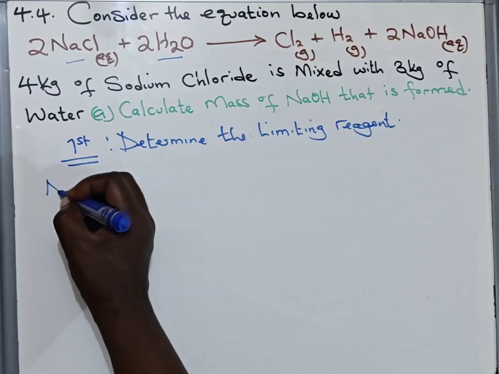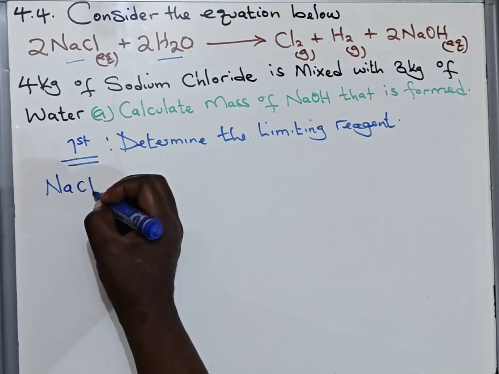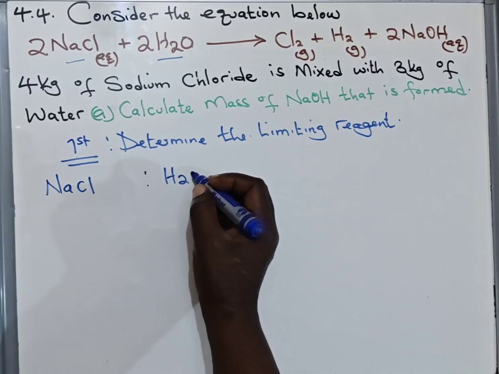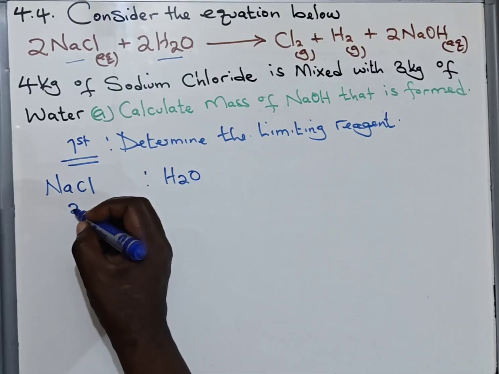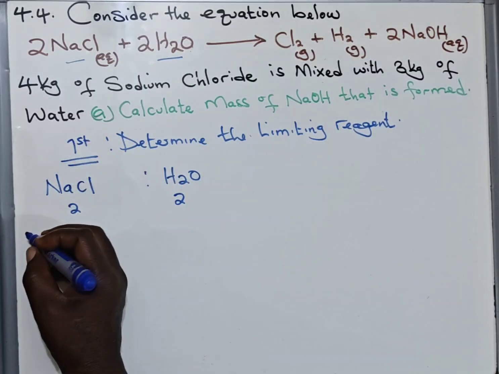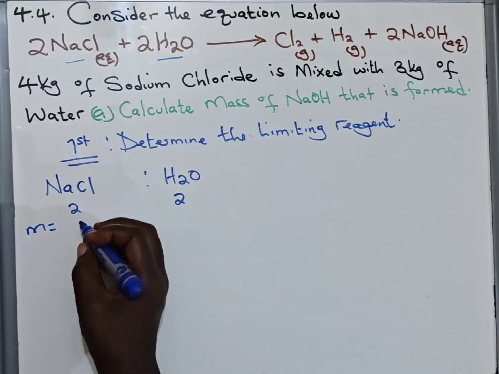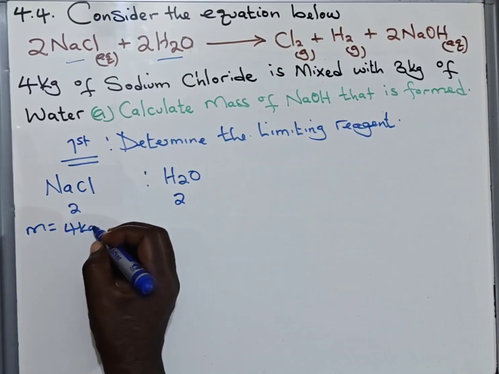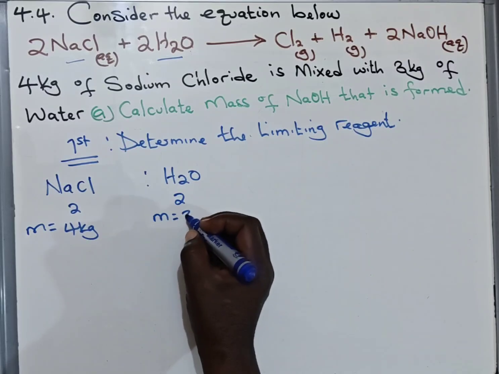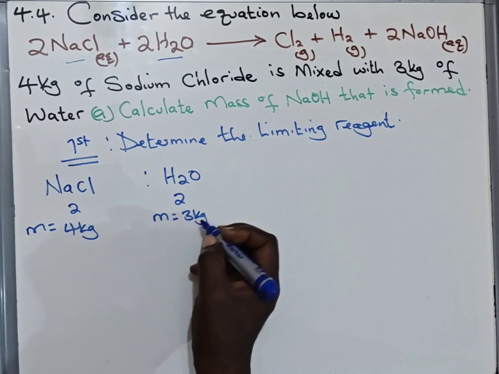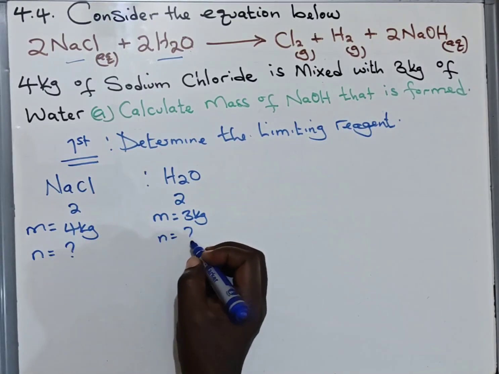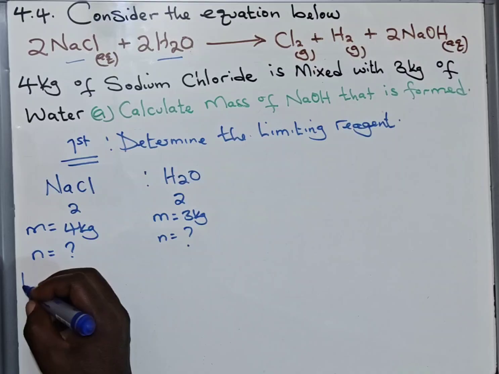You have sodium chloride and water. The ratio is 2 to 2, as we can see. Then you have the mass of sodium chloride, which is 4 kilograms, and the mass of water, which is 3 kilograms. Our intention is to determine the number of moles for each. To determine the number of moles, you'll need molar mass.